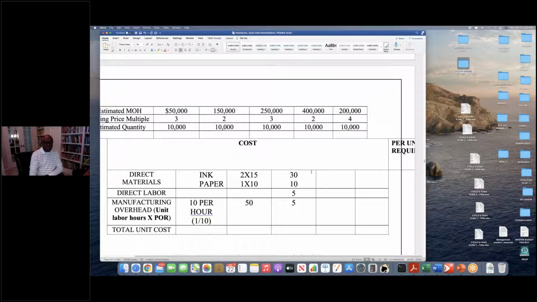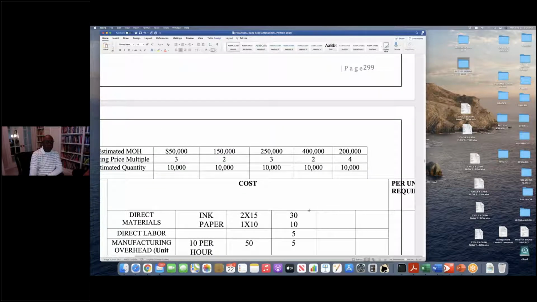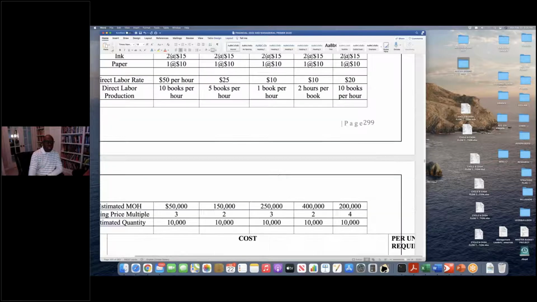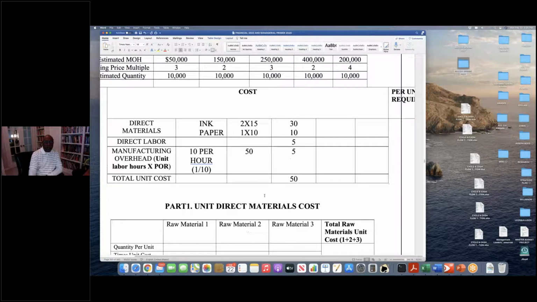And so our total unit cost is 40 plus 5 plus 5, which is 50. And what's our selling price going to be? Our selling price multiple was what? It's just 3. So the selling price will be 150.